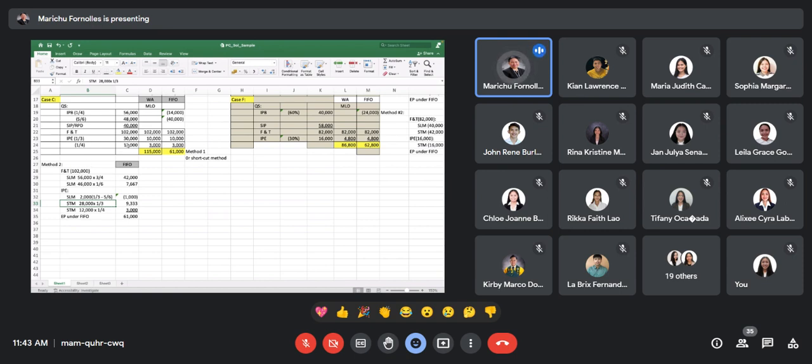So kining last nga IPE nga 12,000 is coming from the unit started this month. Started this month pero wala gihapon na human kay kutobra siya sa 1/4 stage equals 3,000.